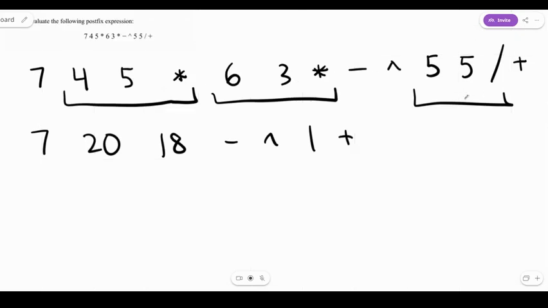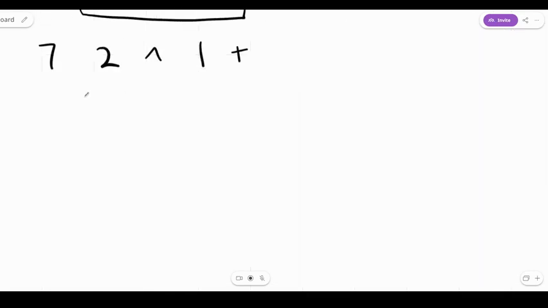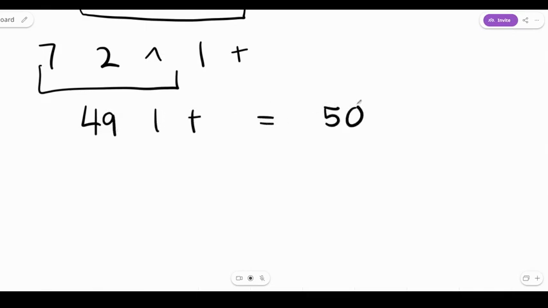Okay, so now we've evaluated these three parts. And now let's look for where else we have two numbers and an operand. So 20 minus 18 is 2. Seven to the power of 2 is 49. And this will equal to 50. And that is correct.